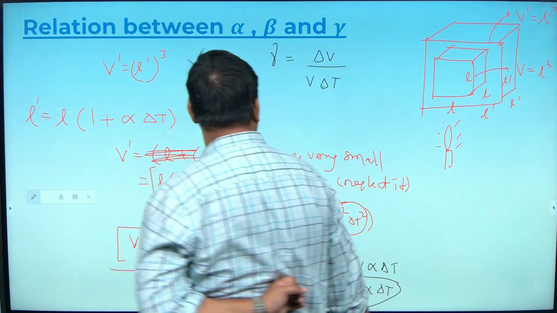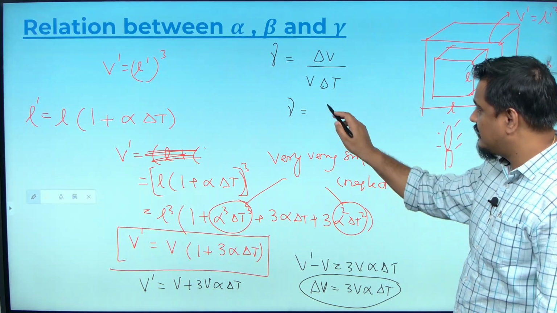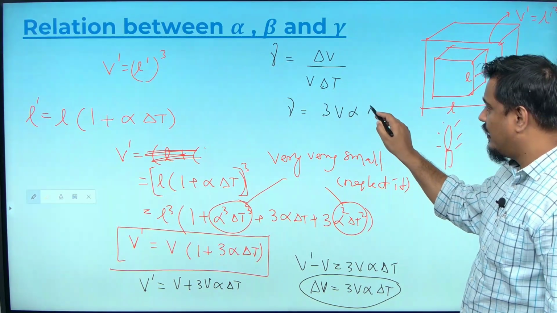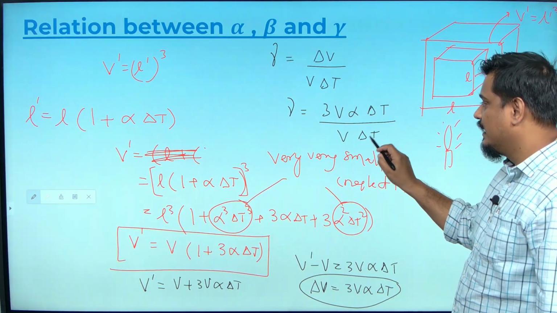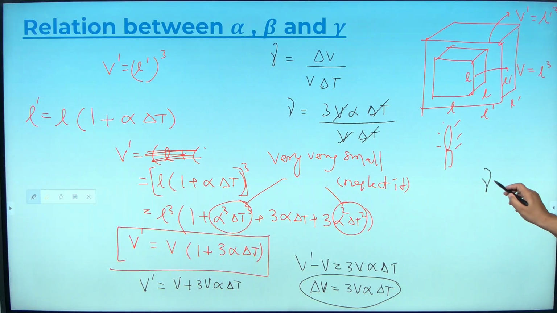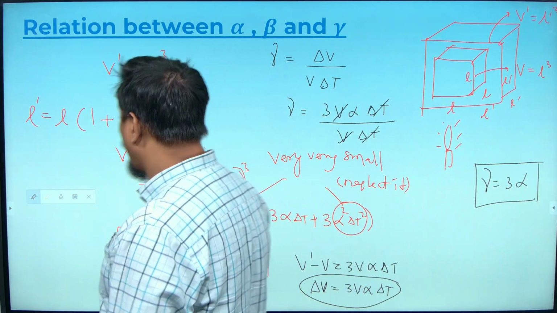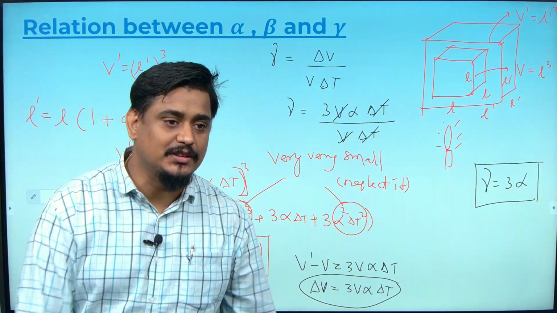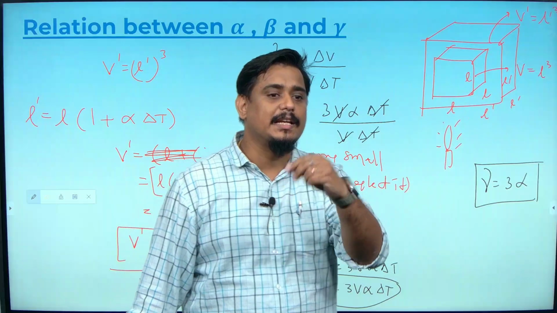So I get delta V is equal to 3V alpha delta T. If I put the value of delta V here, gamma becomes 3V alpha delta T divided by V delta T. V and V get cancelled, and you get gamma is equal to 3 times alpha. Always remember that the coefficient of cubical expansion is 3 times the coefficient of linear expansion.